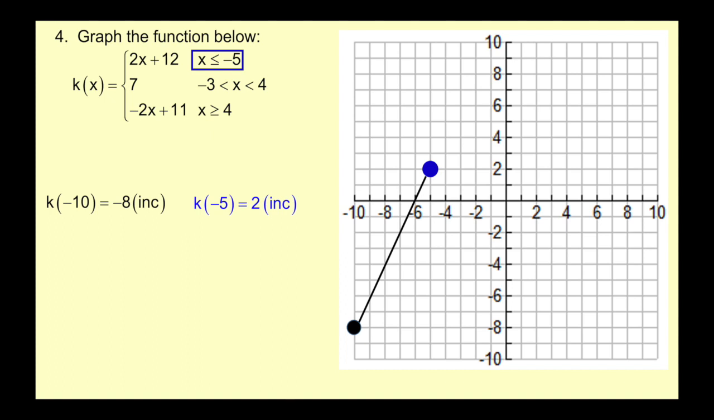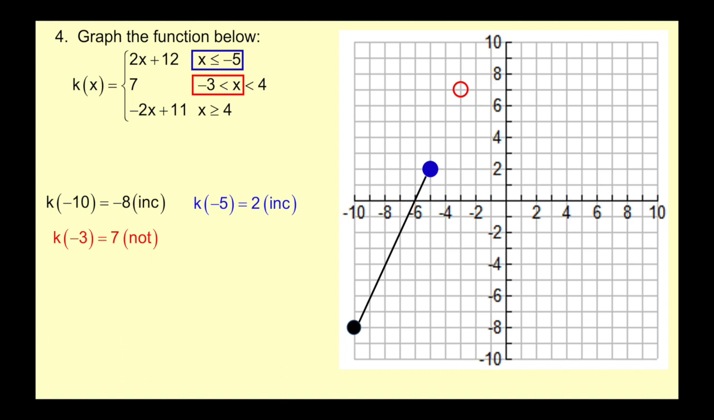The next region is going to start at negative 3. If I try to plug negative 3 in for 7, it's just going to be 7. And that is not going to be included because it doesn't have the equal sign in it. So we're going to leave that as an open circle. So at negative 3 comma 7, it's open.